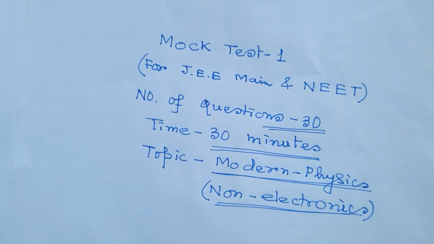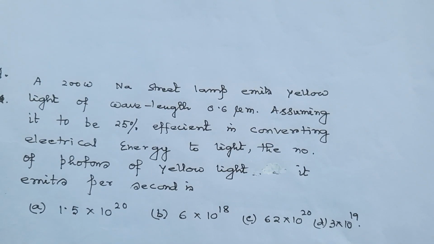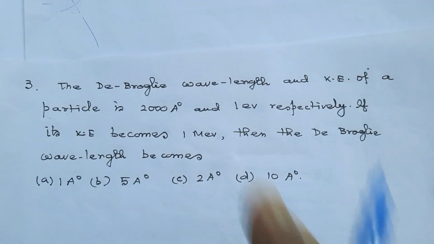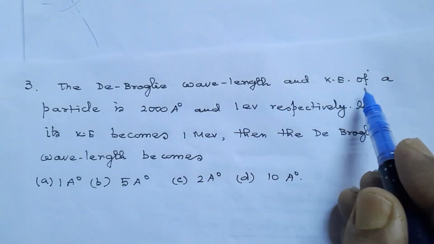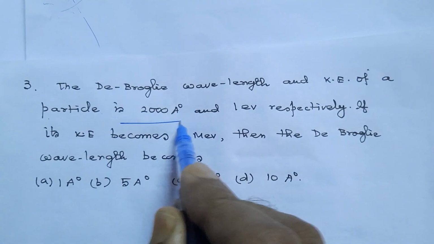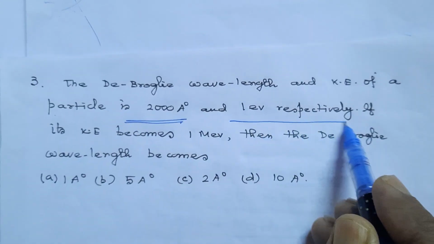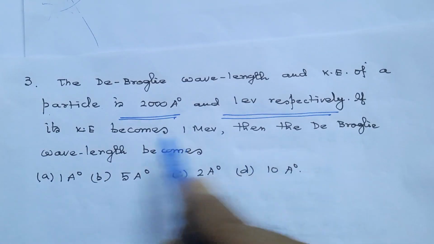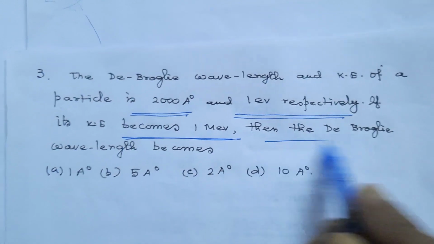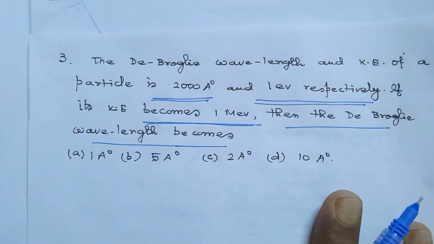Now let us take the third question. What does it say? The de Broglie wavelength and kinetic energy of a particle is 2000 angstrom and 1 electron volt respectively. If the kinetic energy becomes 1 MeV, then the de Broglie wavelength becomes.